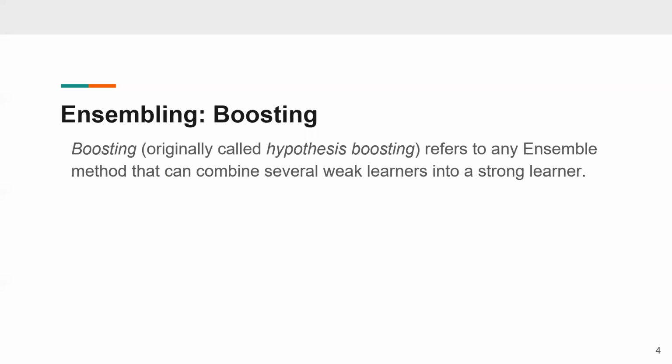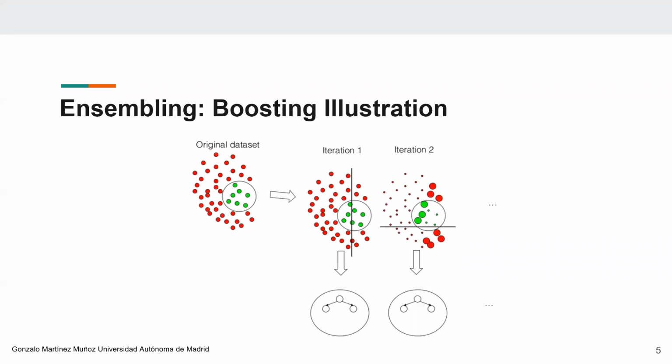And then what is boosting? Boosting is also called hypothesis boosting. It refers to any ensemble method that can combine several weak learners into a strong learner. That's the idea of boosting. So let's look at this one. We have the original data set, and then you have red circles and green circles. We are hoping to come back with a decision boundary like what we saw here.